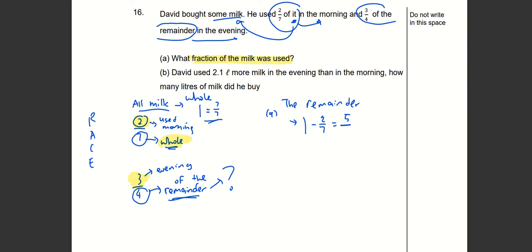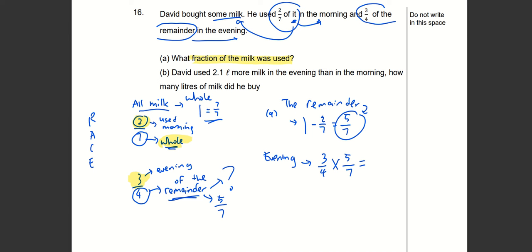In this case, the remainder is, at first the whole was one whole, that's 7/7, minus 2/7 in the morning. I get 5/7. So this is the remainder. 3/4 of the remainder actually is another fraction of 5/7. If I'm looking at the evening, the portion of all the milk that's used, because I now want out of all the milk, I need to return this portion of the evening back to out of all the milk. So that is actually 3/4 out of the remainder of 5/7.